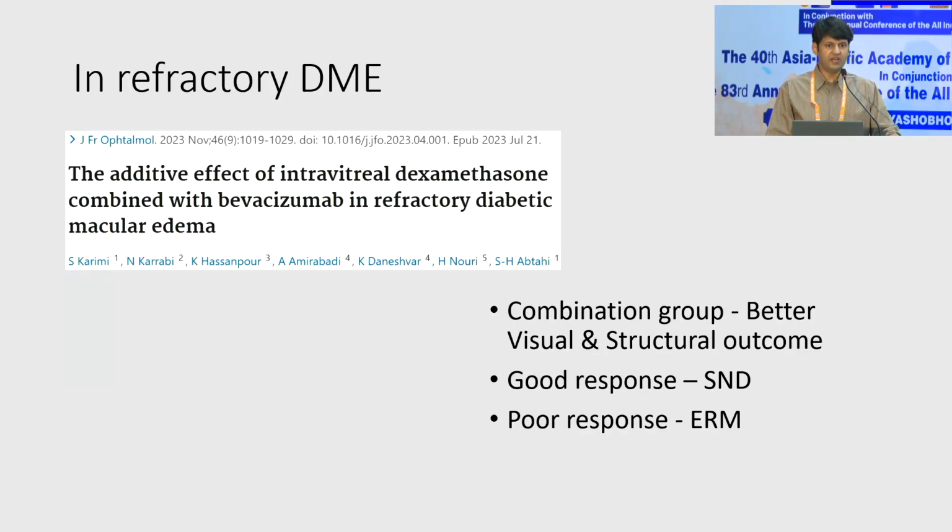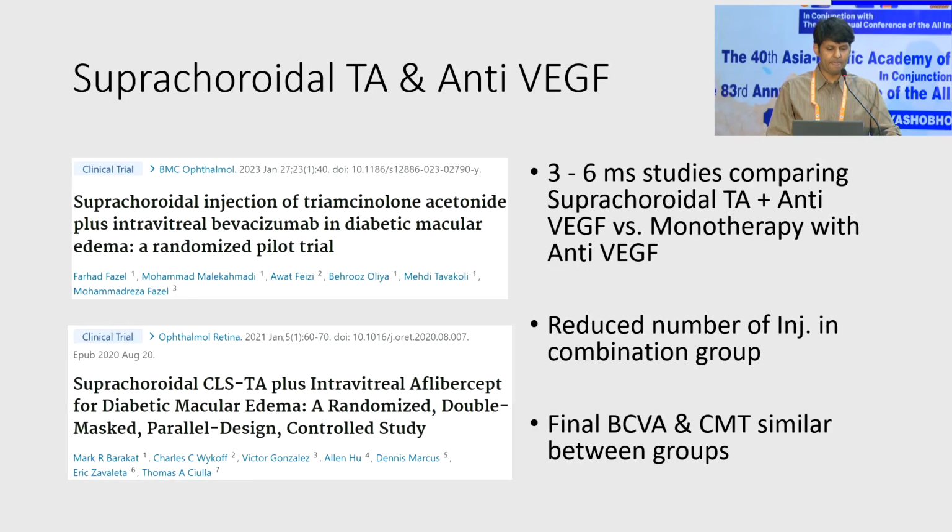Refractory DME has been discussed previously. So an inclusion of a steroid in this group shows a good response in patients who have had SNDs. But when there is a tractional component developing, like an epiretinal membrane or a vitreomacular traction, the response does not seem to be adequate. Now, steroids can also be given in other forms, like we are starting to give suprachoroidal triamcinolone acetonide. We were giving posterior subtenon, so do they really help? There are studies which have looked at suprachoroidal triamcinolone acetonide in combination with anti-VEGF drug.